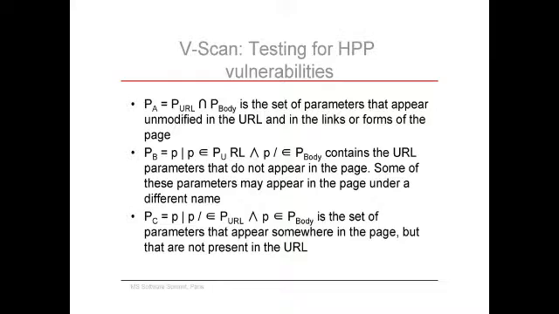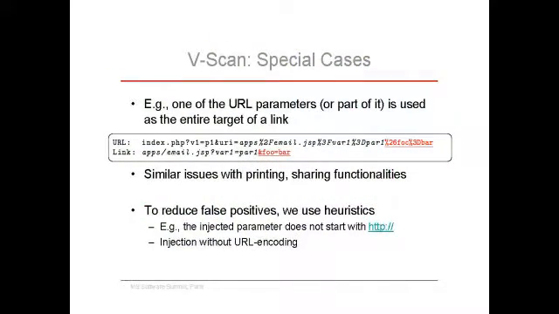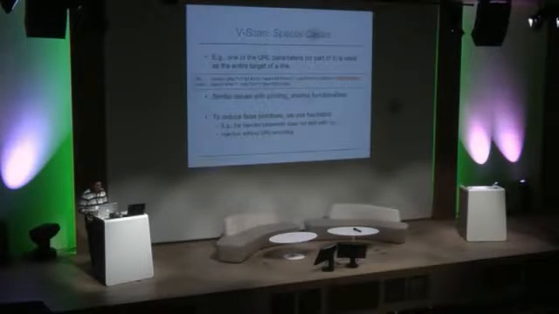Of course, there are special cases. I'm not going to go into that. For example, sometimes one of the URL parameters or part of it is used as the entire target of a link. This is often seen in pages that provide printing or sharing functionality. And to reduce false positives, we use some heuristics, so nothing is perfect. For example, we check to see if the injected parameter does not start with the HTTP header. Using these heuristics, we can actually get rid of false positives as well.